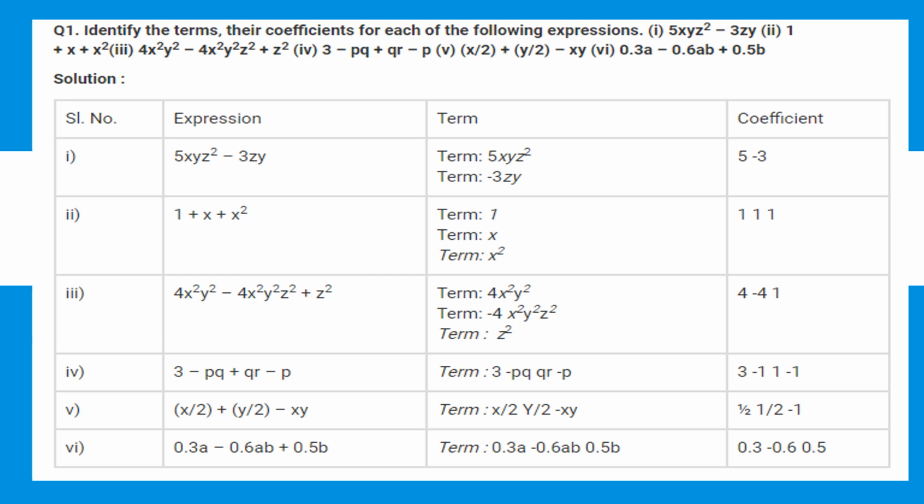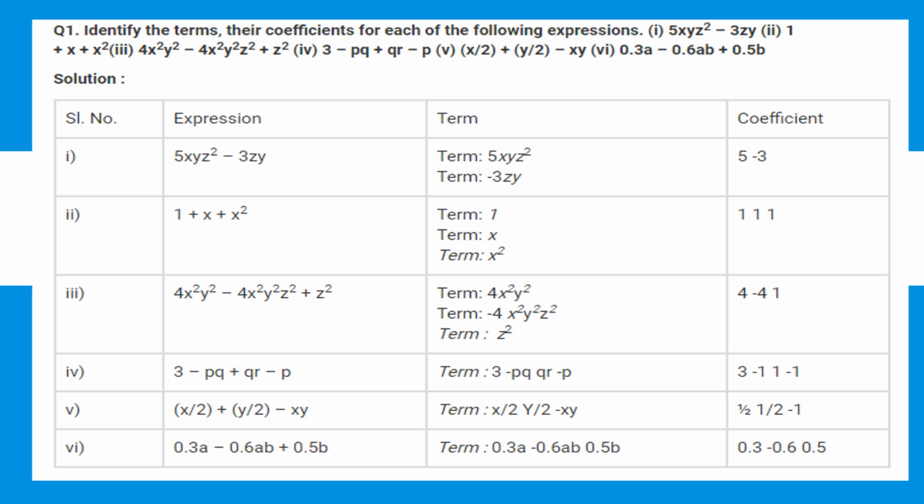Next one, you see how many terms are there? 1, 2, 3. So the first term is 1, the second term is x, the third term is x squared. So what will you write here? For all there are no numbers. When there is no number, it is considered as 1. So all the 3 have 1, 1, 1.